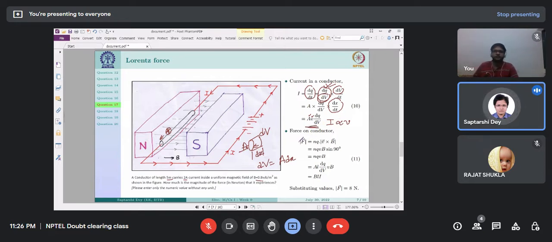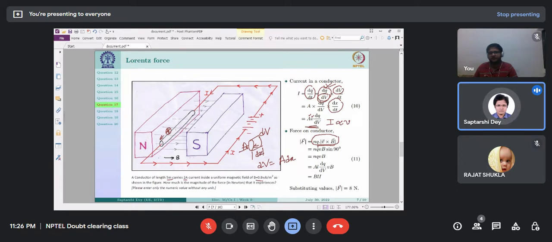Now we will see what is the force. We have seen that the force on one charged particle of charge q is given by q into v cross B. Now there are n number of such charges, and the total force on all the n charges is the total force on the conductor. I do not know how many charges there are, so I have multiplied with n. So this nq v cross B is the total force on the conductor.